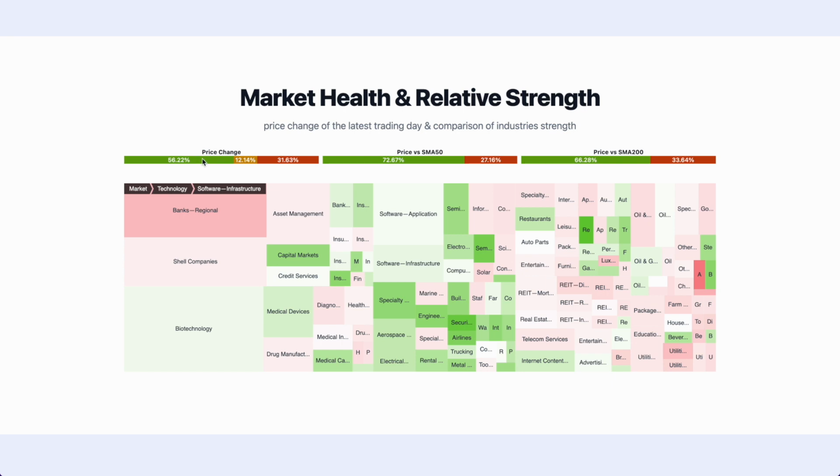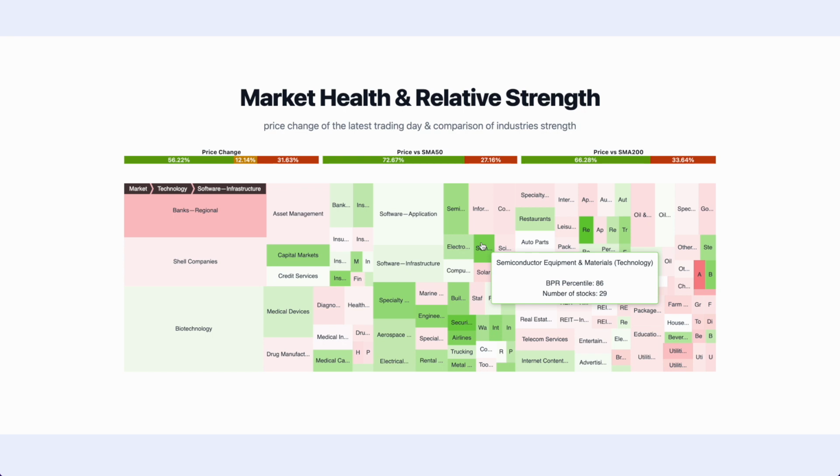Price change bar indicates whether most stocks in the market are advancing, staying the same, or declining. It offers a quick glimpse into the overall direction of the market. Price vs SMA 50 and price vs SMA 200 bars give us an indication of where the market stands relative to its 50-day and 200-day simple moving averages, respectively. These are key indicators used by traders to identify longer-term market trends and potential support or resistance levels. If a majority of stocks are trading above their respective simple moving averages, it suggests a more bullish market sentiment and vice versa.